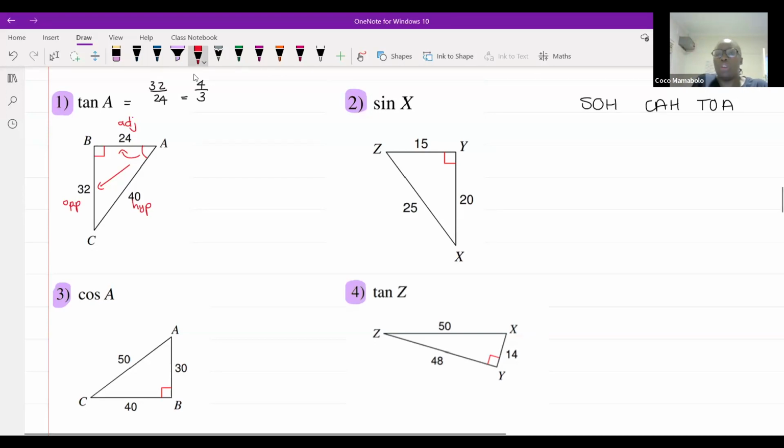All right, over here, I know that X is my reference angle, so I'm going to label in terms of that. 20 is my adjacent side. 15 all the way over there is my opposite side. And 25 over here is my hypotenuse. They want this in terms of sine, and sine is opposite over hypotenuse. So opposite, which is 15, over hypotenuse, which is 25.